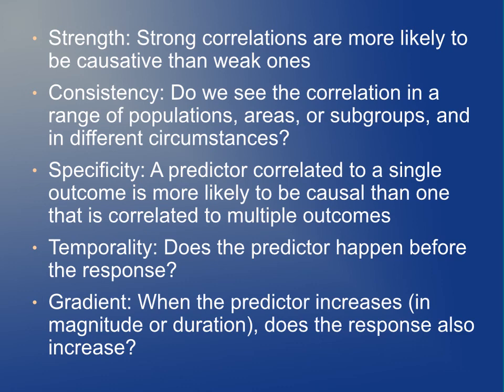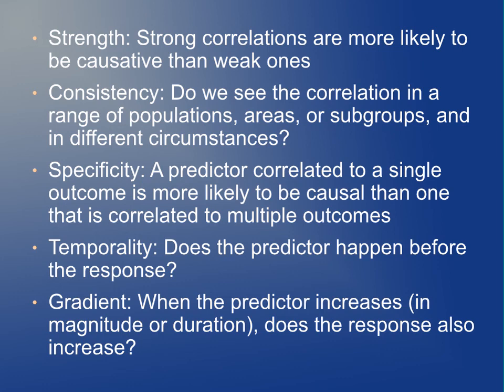Next one is temporality. Does the predictor happen before the response? If people started smoking after they got lung cancer, then that would be less convincing evidence of causation, but in almost all cases, people start smoking long before the lung cancer develops.